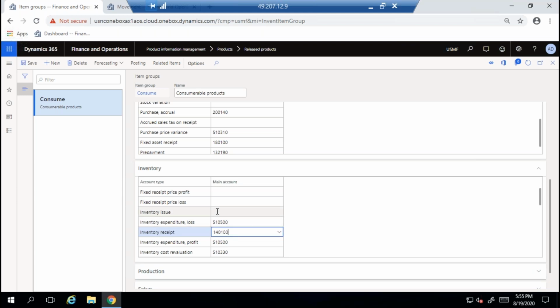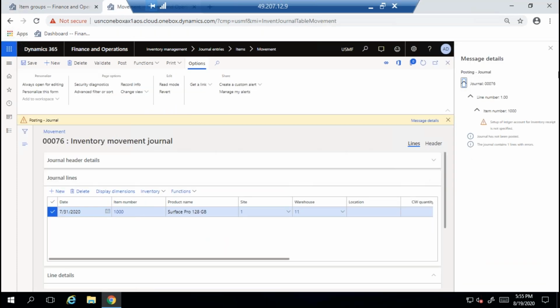At the same time, inventory issue also we need to map. So these 4 accounts you need to map: inventory issue, inventory receipt, and then inventory expenditure loss, inventory expenditure profit. These 4 accounts should be mapped for inventory journals. For this opposite entry, inventory expenditure loss, inventory expenditure profit. These are the 4 ledger accounts that should be mapped for journals. So I have mapped. Now let me try to post.